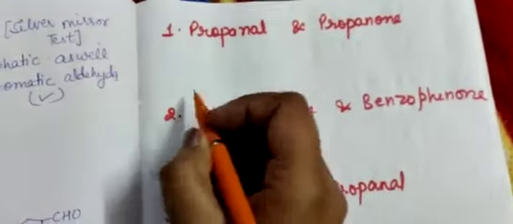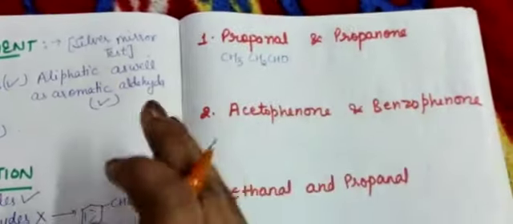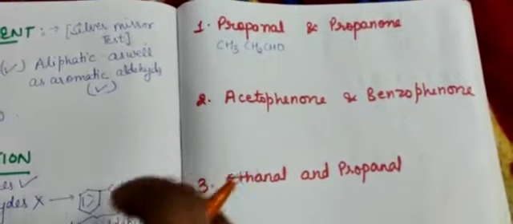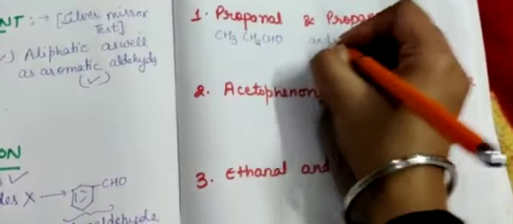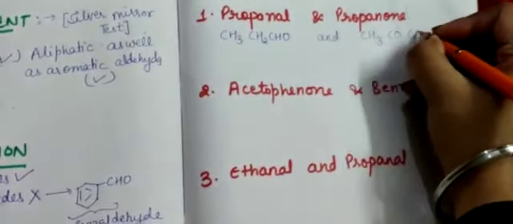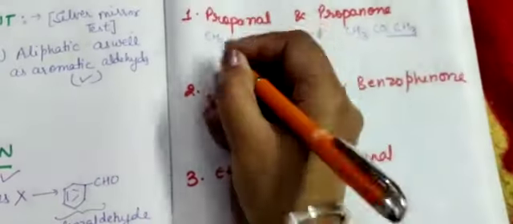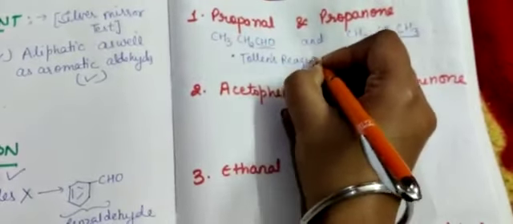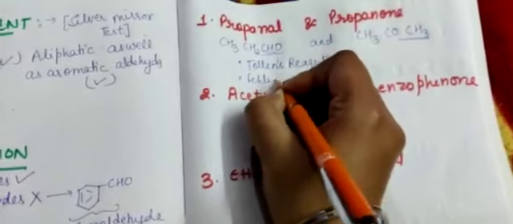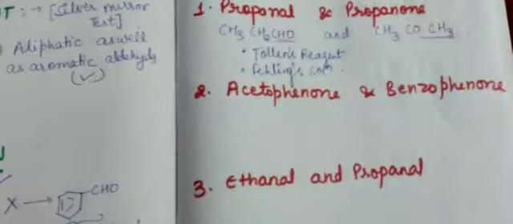So let's start. First is propanal and propanone. Propanal is CH3CH2CHO, right? Just to distinguish between these sorts of compounds, we should always know the structure first, okay? And propanone is CH3COCH3. So one is an aldehyde and one is a ketone. So I think in this case, Tollens reagent will work, right? As well as Fehling solution will also work because it is an aliphatic aldehyde.